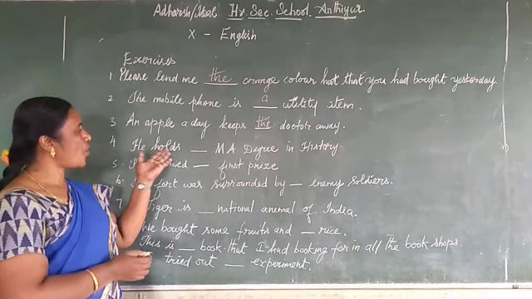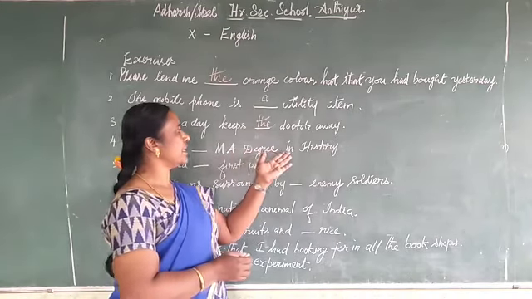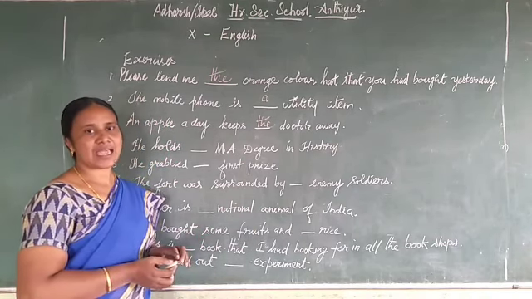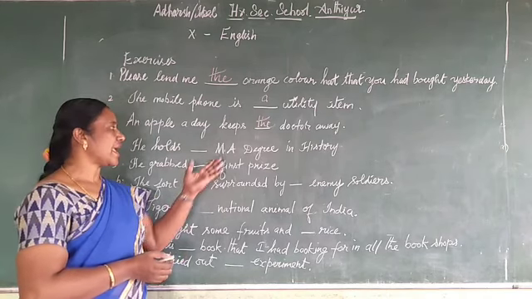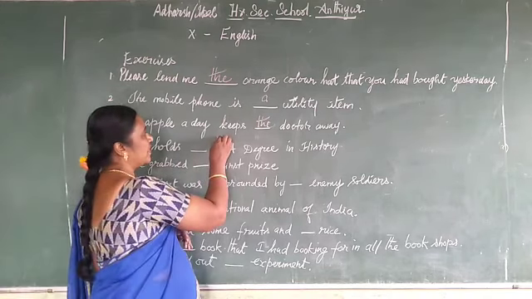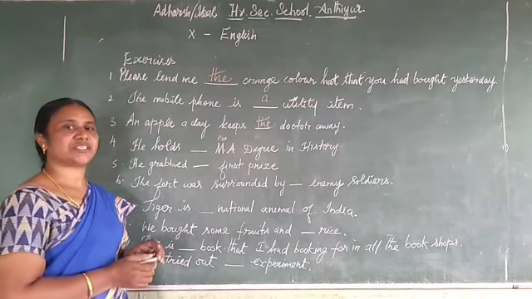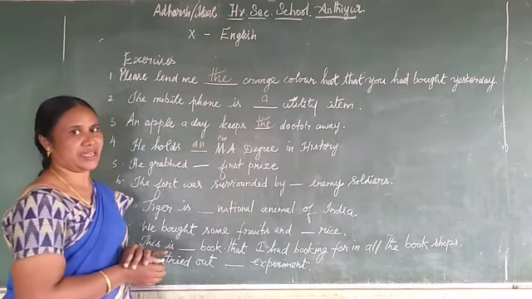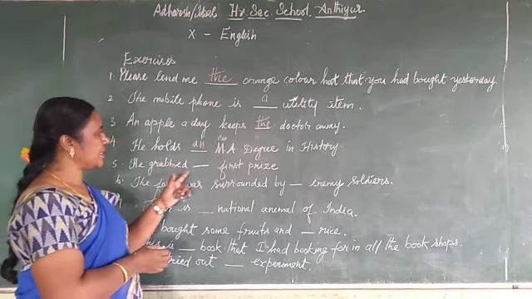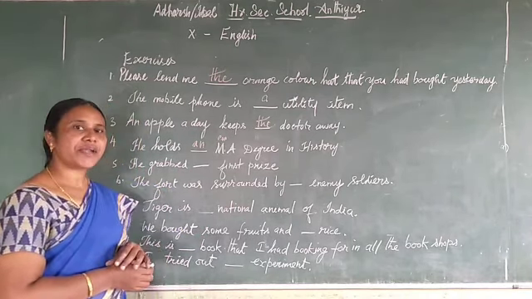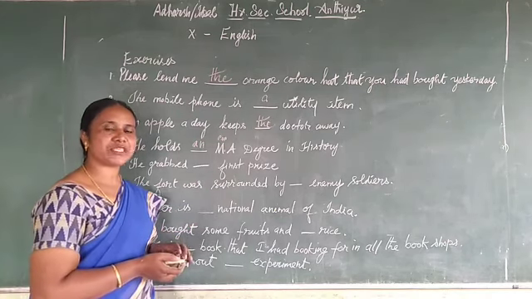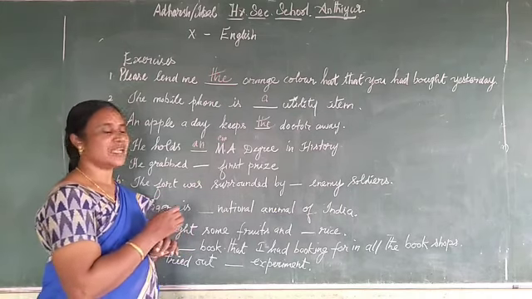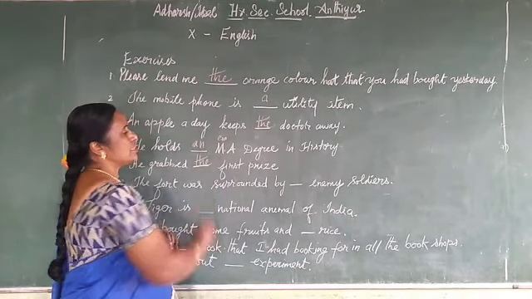Next one: He holds dash MA degree in history. Before abbreviations we should use an, or the. How do we pronounce MA? Em. So the sound is a vowel sound, so we have to use an article: an MA degree. Next one: He grabbed dash first place. The ordinal number, the first. Before ordinal numbers we should use the article: the first, second, third. Like that, with ordinals we use the article.